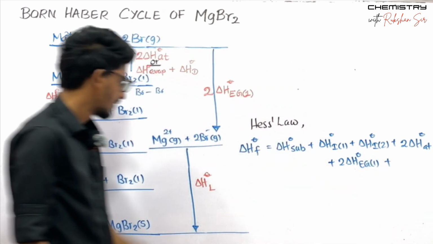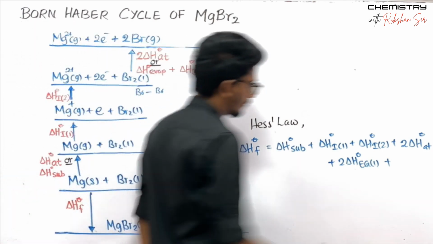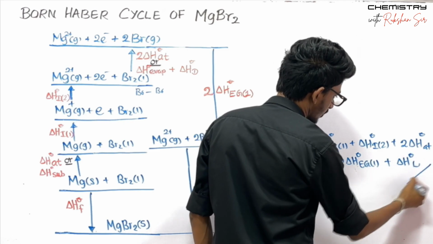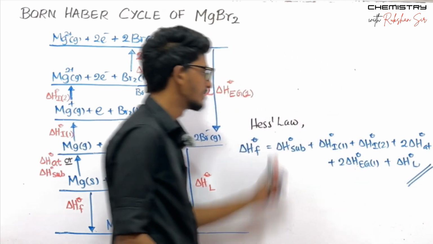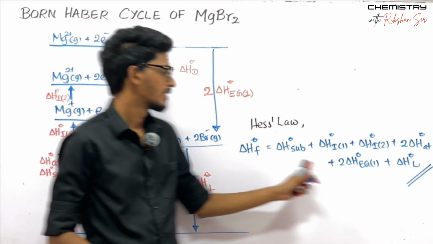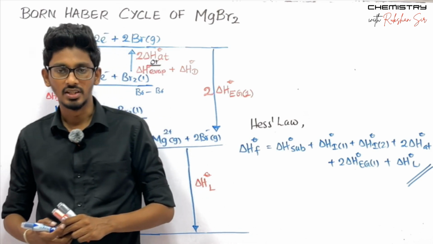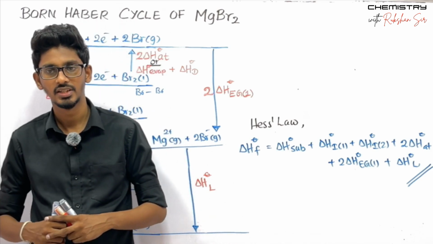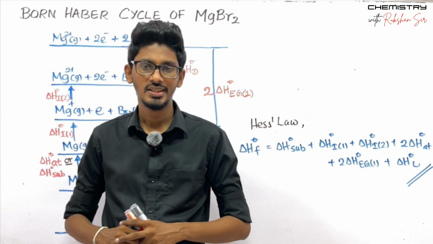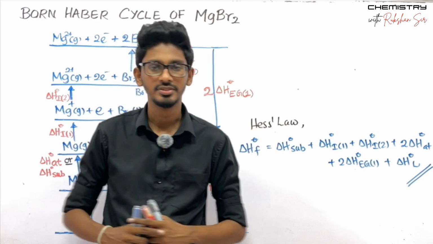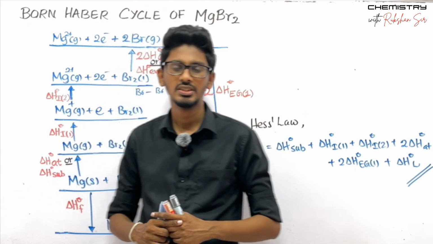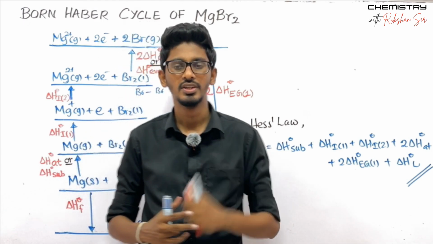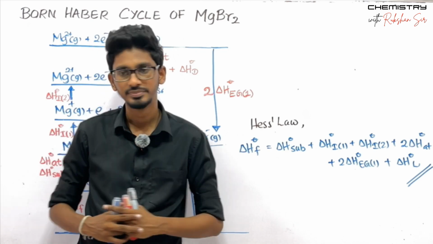Finally, the lattice enthalpy, that is the formation enthalpy. So this is the relationship between the enthalpy terms appearing in the Born-Haber cycle of MgBr2, right? The thing is clear. So complete the stuff. Then we have to do the calcium iodide thing as well. So first complete the stuff.